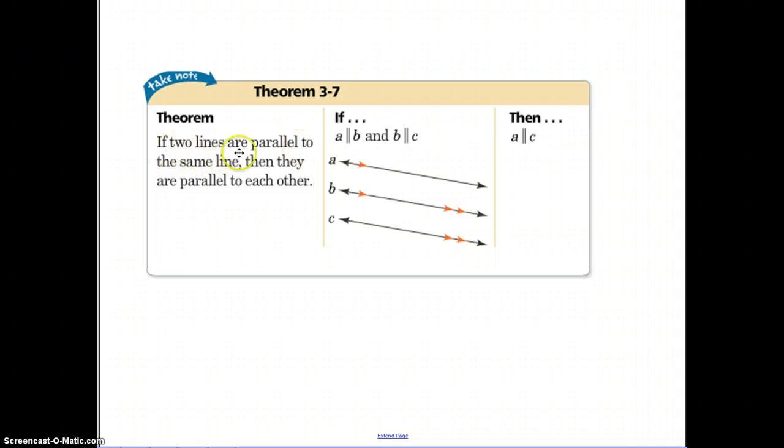If two lines are parallel to the same line, then they are parallel to each other. So if A is parallel to B and B is parallel to C, then A is parallel to C. So it's just kind of like our law of syllogism and our transitive property. So you can go from A to B and you can go from B to C, so then you know that you can go from A to C. So you can do that with parallel.